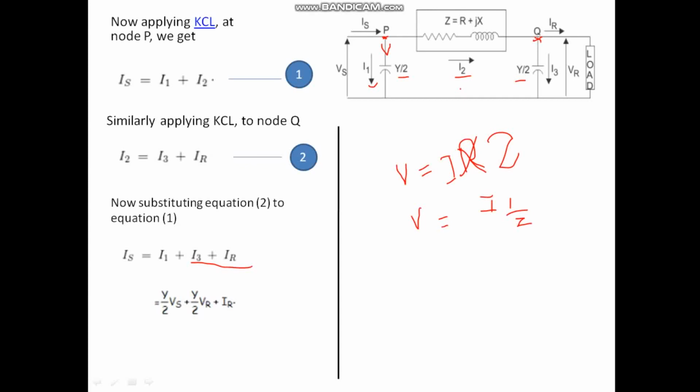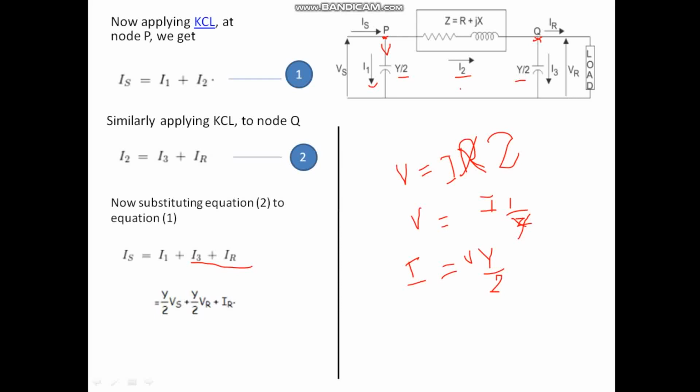Correct? It is, sorry, so it is not 1 by Z. Impedance is 1 by Y. Okay, Y is my admittance, Z is my impedance. So that is why I is equal to V into Y. Okay, now what is this Y? This Y is half. Correct?